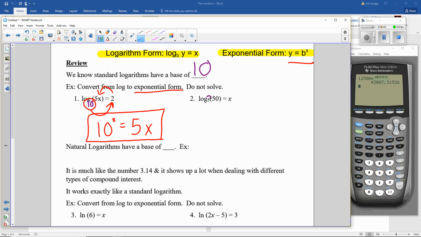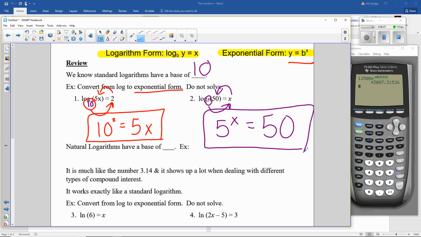Same idea on this other one. The base is 5. It's raised to the x power. So we're just using the swirly method, and it's equal to 50. Hopefully that's coming back to you just a little bit.